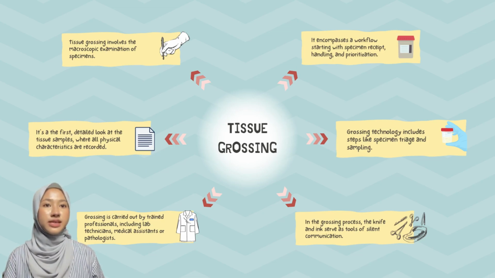In the grossing process, the knife and ink serve as tools of silent communication. This allows the grossing technician to mark critical areas that need special attention, ensuring that histotechnologists and pathologists know exactly what to focus on. Certain features, such as the area of excision and mucosal part, must be identified. Noting these details ensures the specimen is embedded with the orientation that maximizes the diagnostic value.